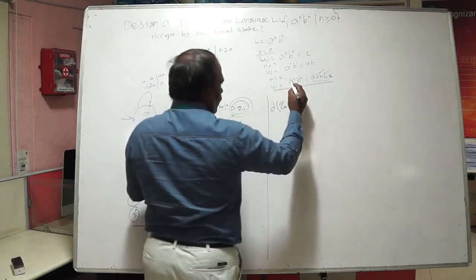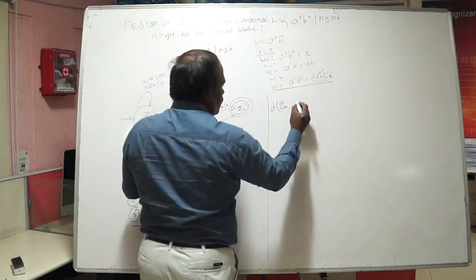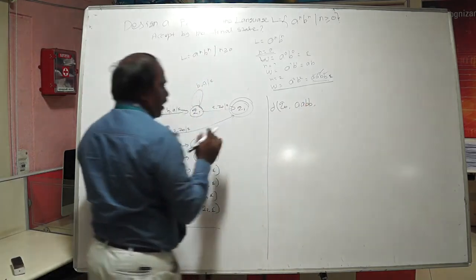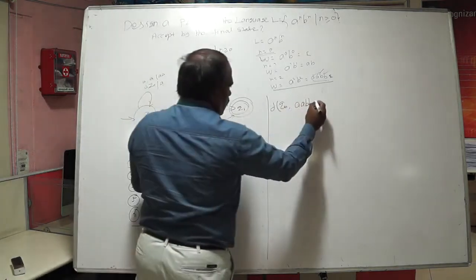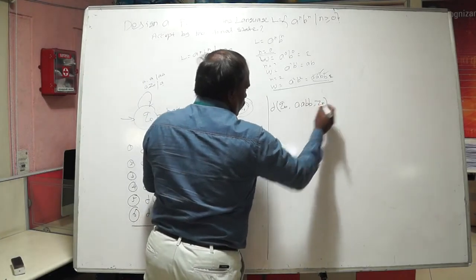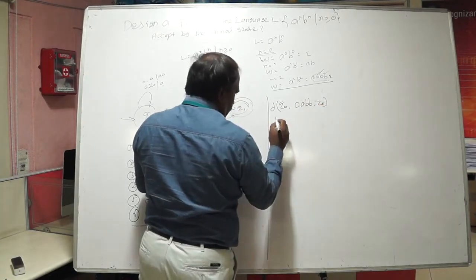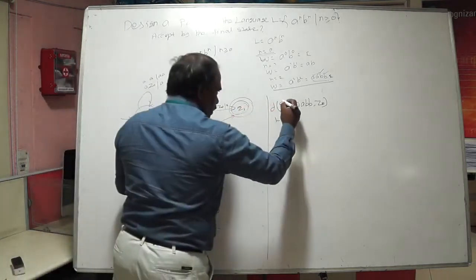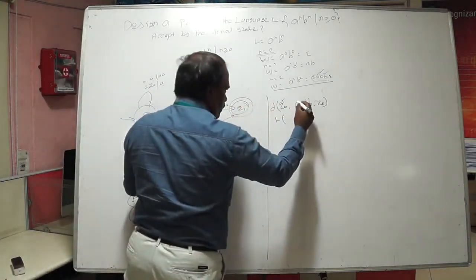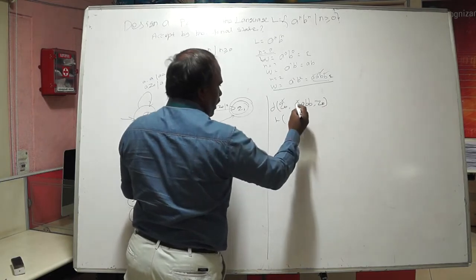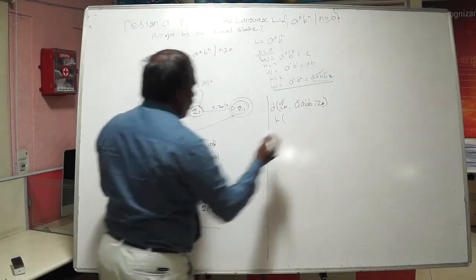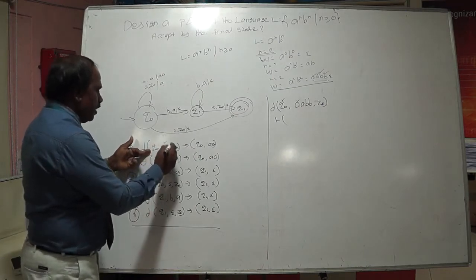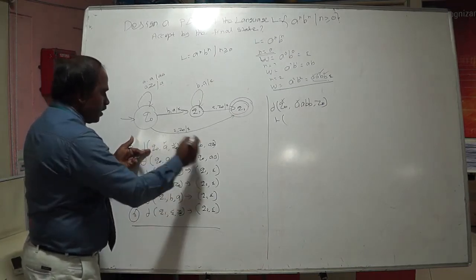The actual input I am giving is A power 2, B power 2, that is AABB. Initially the stack contains Z0. If it is so, what is the next transition? Q0 is the present state, the present input is A, and the stack symbol is Z0. What is the transition? On Q0 with input symbol A and stack content Z0, this is the next operation.